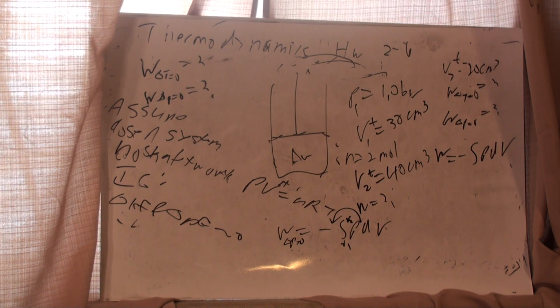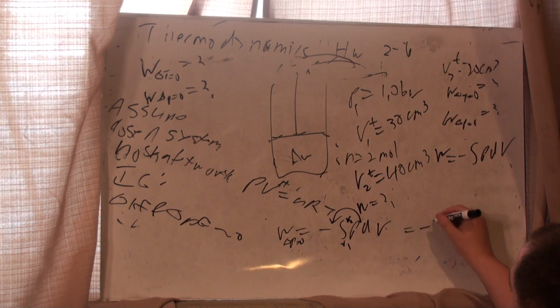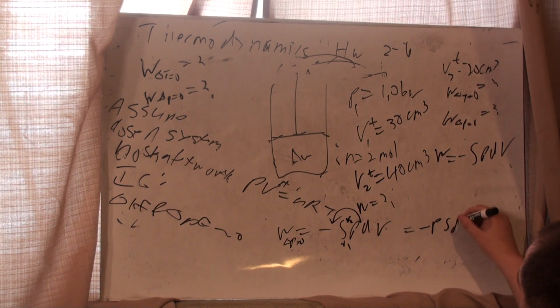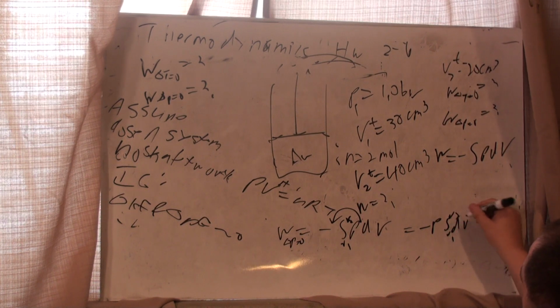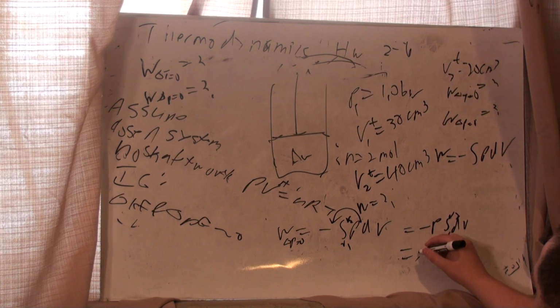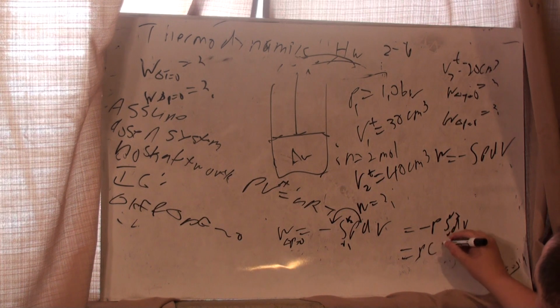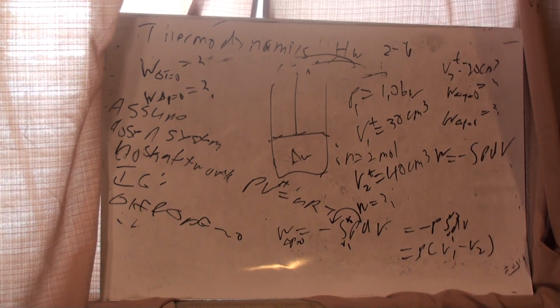Okay, and this is V, so I have 30 and 40. So this is equal to minus the integral of P dV from V1 to V2, which is going to equal P times (V1 minus V2). Okay. It's okay to skip the math in those steps, I assume.